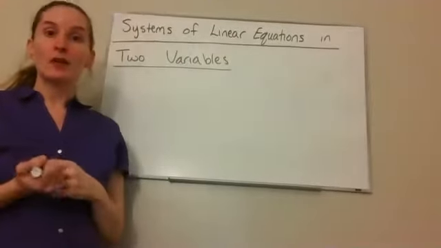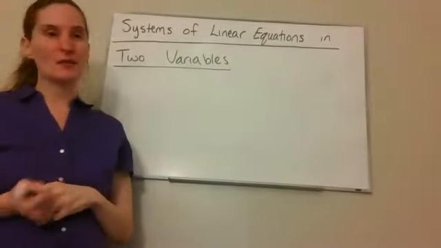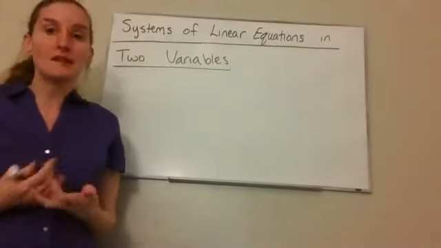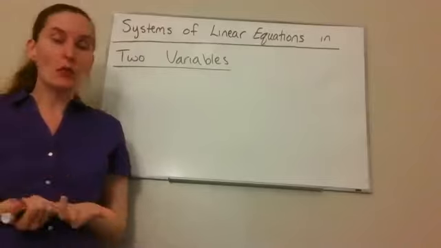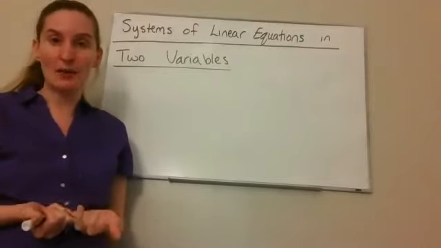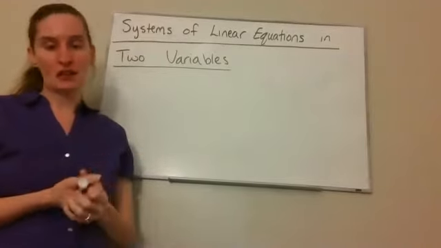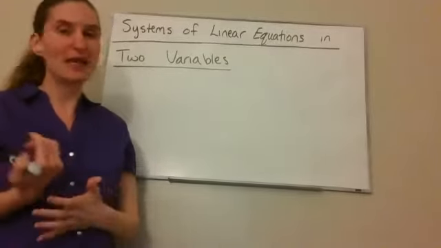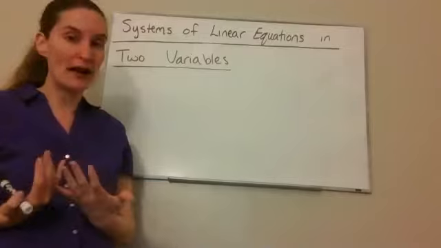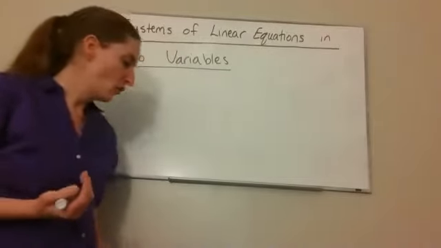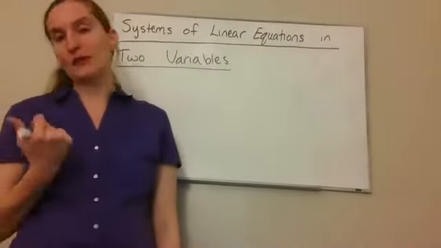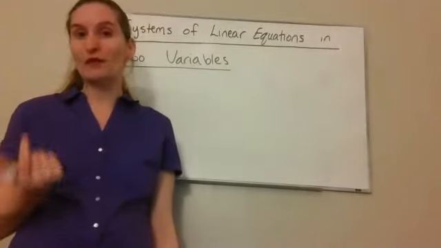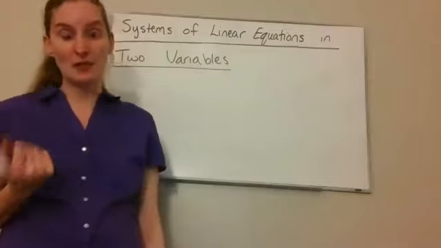In this video, we're going to talk about systems of linear equations in two variables. Now, a system of equations is just more than one equation at the same time. A system of linear equations just means that both of the equations are going to be linear, meaning they make straight lines when you graph them. So, in order to find a solution for a system, you need to find any points that satisfy both of the equations at the exact same time.